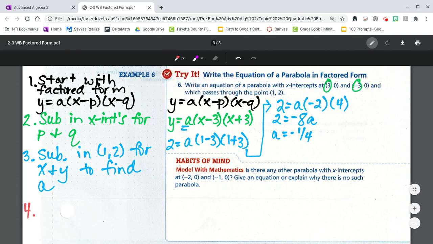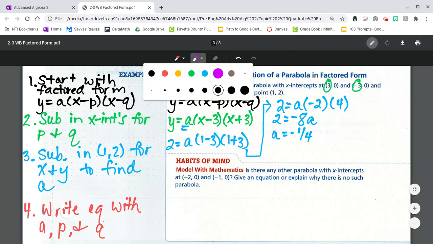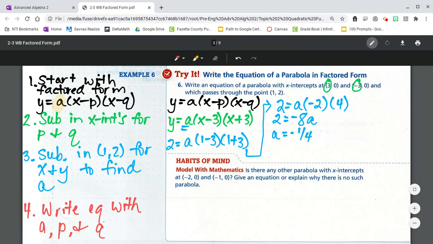All right, step 4, I'm going to write my equation with a, p, and q all substituted in, because whenever you write your equation in factored form, you're going to substitute a number for the a, a number for the p, and a number for the q. So my equation is y equals negative 1/4 times x minus 3 times x plus 3. That's the equation in factored form.